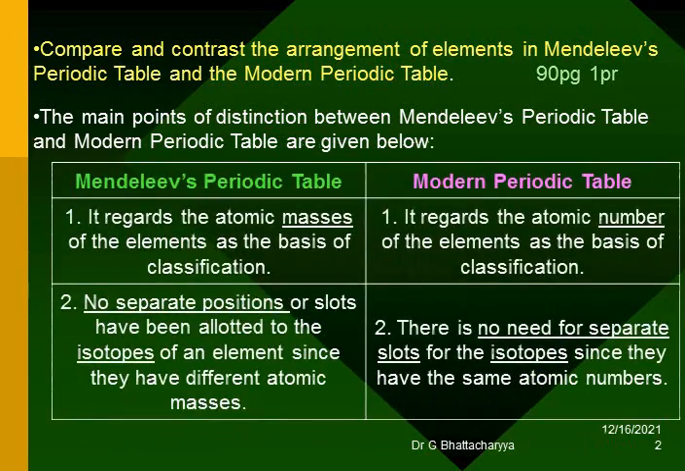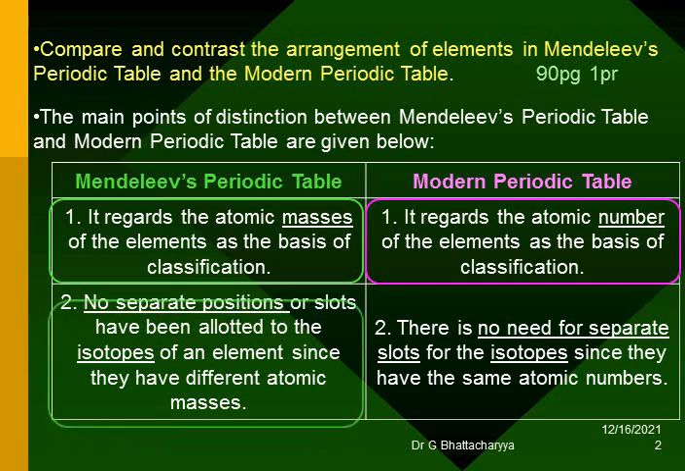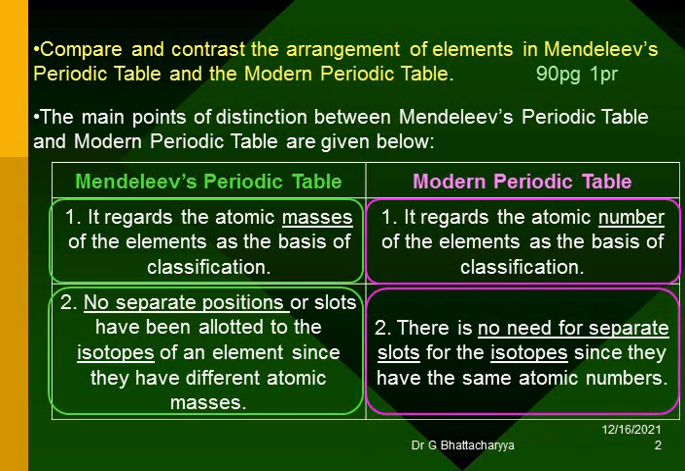Mendeleev's periodic table 1. It regards the atomic masses of the elements as the basis of classification. Modern periodic table 1. It regards the atomic number of the elements as the basis of classification. Mendeleev's periodic table 2. No separate positions or slots have been allotted to the isotopes of an element since they have different atomic masses. Modern periodic table 2. There is no need for separate slots for the isotopes since they have the same atomic numbers.